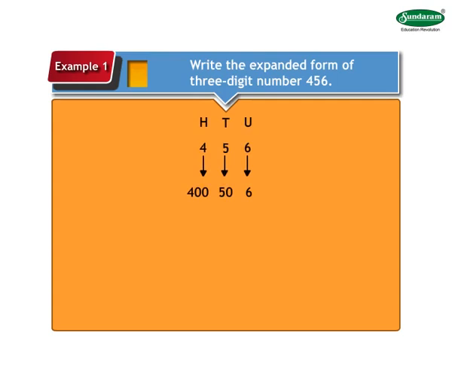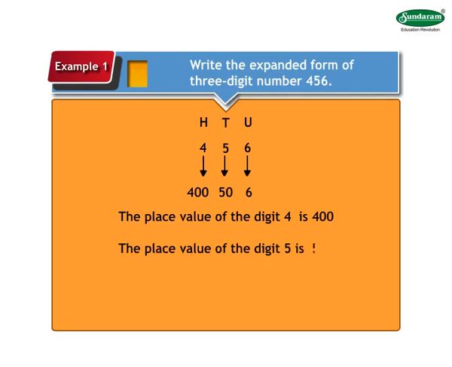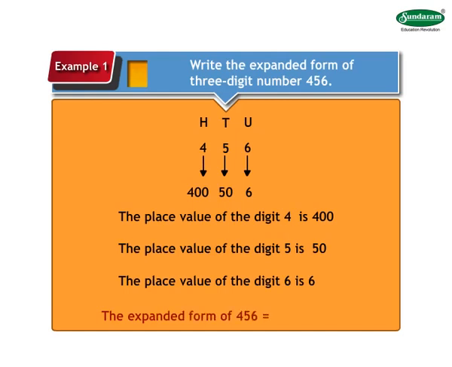The digit 4 is in the hundreds place. Therefore, the place value of the digit 4 is 400. The digit 5 is in the tens place. Therefore, the place value of the digit 5 is 50. The digit 6 is in the units place. Therefore, the place value of the digit 6 is 6. Therefore, the expanded form of 456 is equal to 400 plus 50 plus 6.